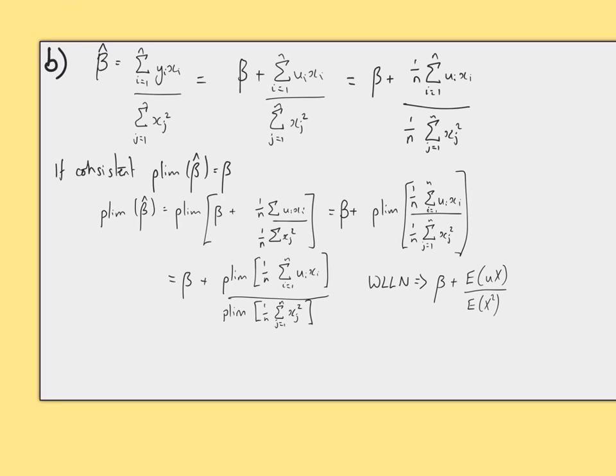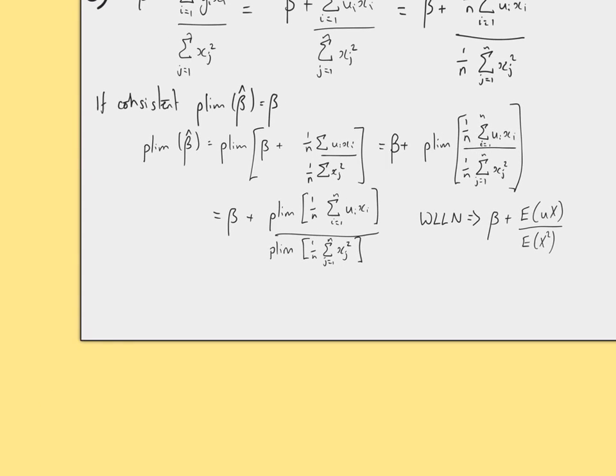Now, what does the expected value of ux equal to? Well, in order to find that, we need to use the law of iterated expectations again. So the expected value of ux is equal to the expected value over all possible values of x of the conditional expectation of ux given a particular value of x. If we're given a particular value, we can take that outside of the expectation. So we could take this x outside the expectation.